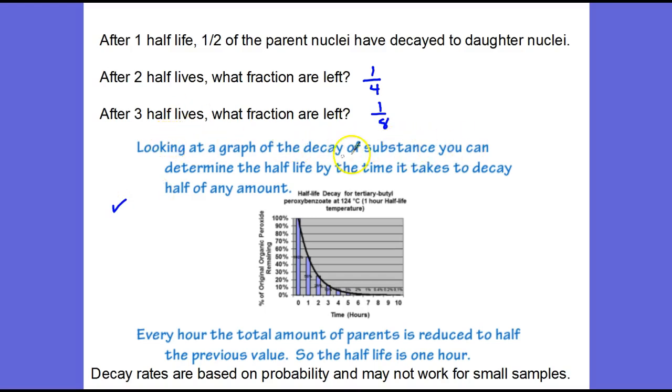Looking at a graph of the decay substance, you can determine the half-life by the time it takes to decay half of any amount. So if you have the graph, and this is time in hours, then it takes 1 hour, in this case, 1 hour for half of the substance to be gone, so the half-life is 1 hour. This only works for large samples. Decay rates are based on probability and may not work if your sample size is small.